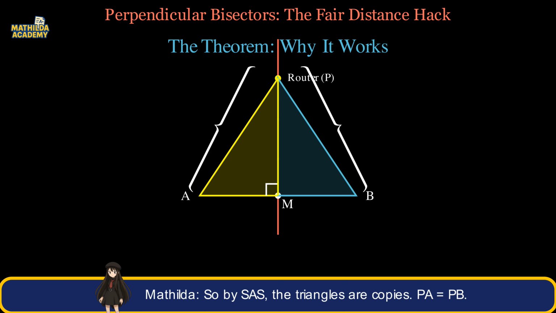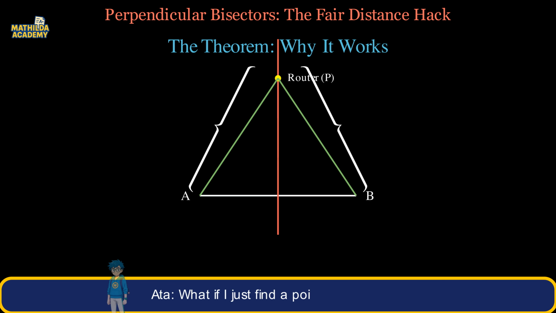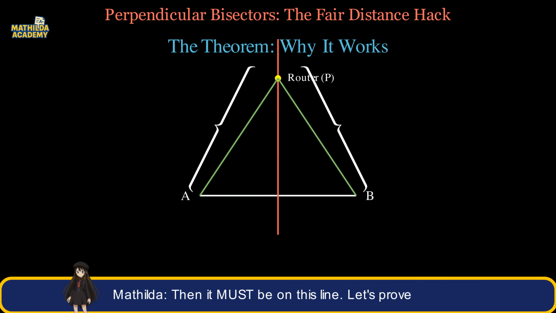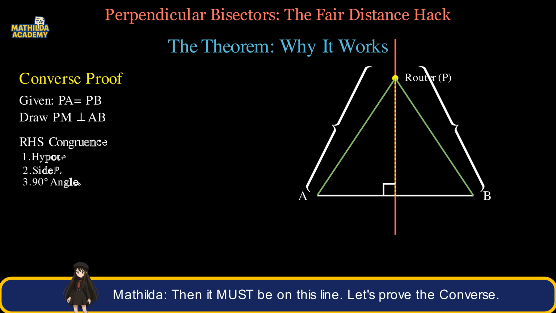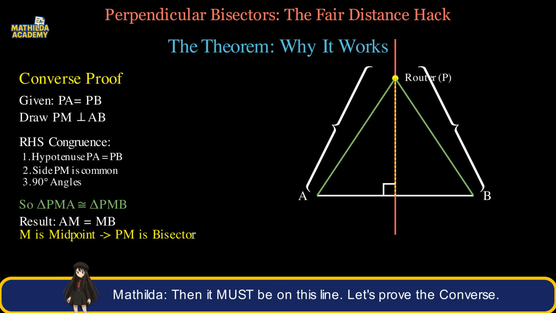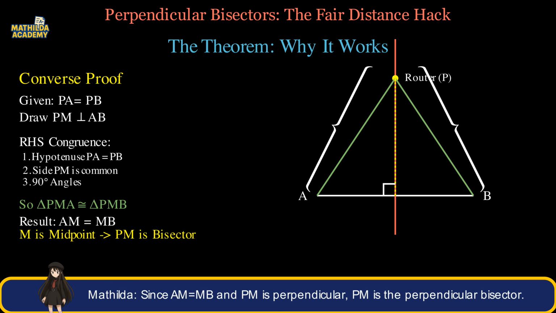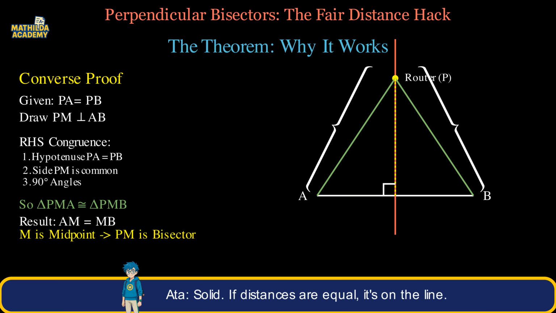PA equals PB. What if I just find a point equidistant to A and B? Then it must be on this line. Let's prove the converse. Since AM equals MB and PM is perpendicular, PM is the perpendicular bisector. Solid. If distances are equal, it's on the line.